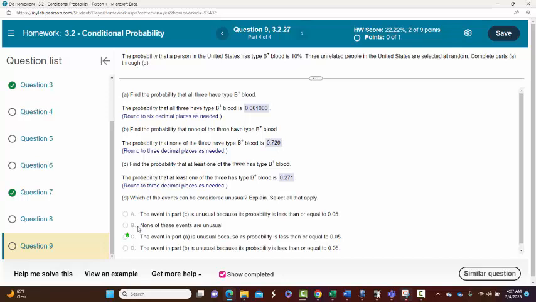And this is the only part that I didn't do in the notes, but it's not difficult. The unusual event, meaning less than 0.05: the first one, the event in part A, is unusual because it has a probability of 0.001, and there it is. So that's the unusual thing. So, all right, I think we will conclude this video on conditional probability.